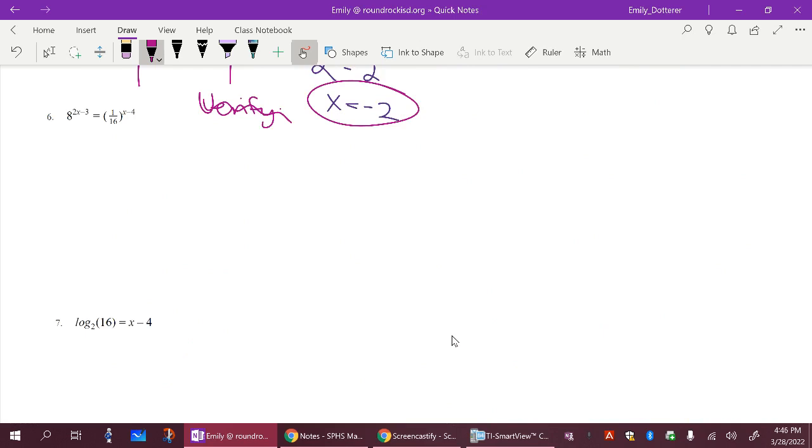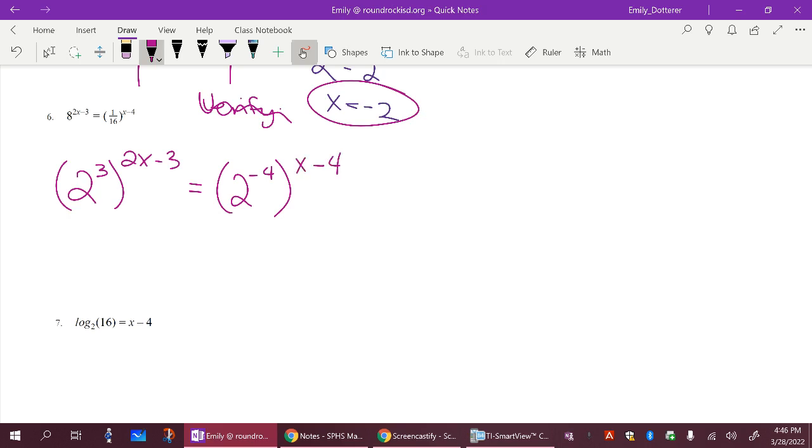I'll do this one instead. Okay. Eight is the same thing as 2 cubed. One over 16 is the same thing as 2 to the negative 4th, because 2 times 2 is 4, times 2 is 8, times 2 is 16, so that's the 4. And then because it's 1 over 16, we make it negative so that the fraction will flip.